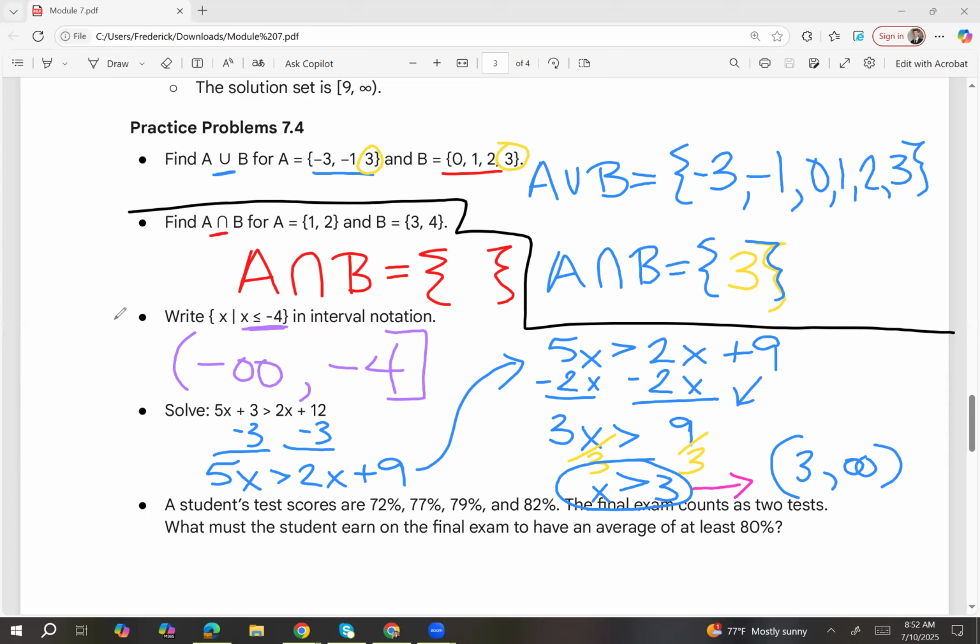So just as a recap, brackets when there is an equal sign on that number boundary, parenthesis on the number boundary when there's no equal sign, and always parenthesis on infinity sides of your boundary. Okay?